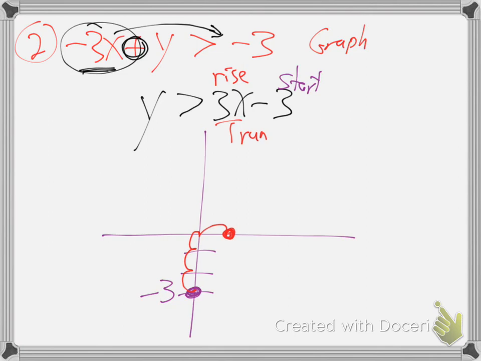Now, when I connect, well, let me just do it first, and then I'll go back and fix it. So you connect the dots. Now we've got the line. Now it's time to decide about the shading. Where do they want us to shade this thing? What does it say? Y is greater. Where's the greater stuff? Above. Yeah, don't think right, left.